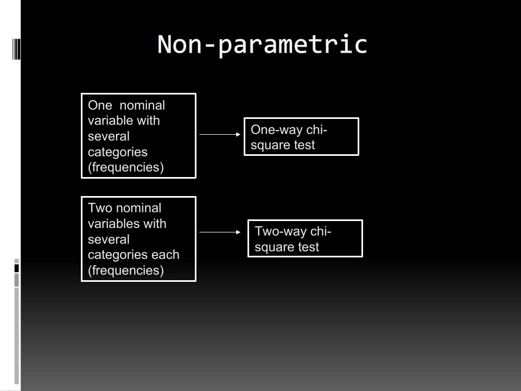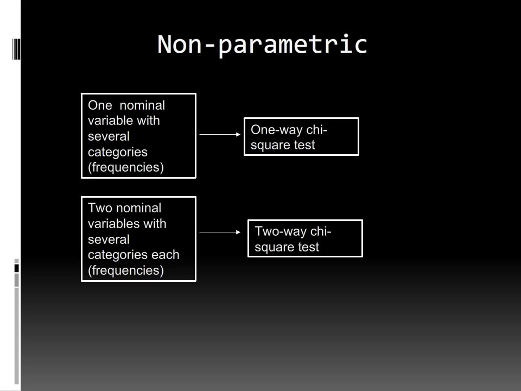If you have two nominal variables with several categories in each, then it is most appropriate to run a two-way chi-square test to analyze the data. We can take our earlier research example that was most appropriate for a one-way chi-square test and develop it into a research example that would be most appropriate for a two-way chi-square test.